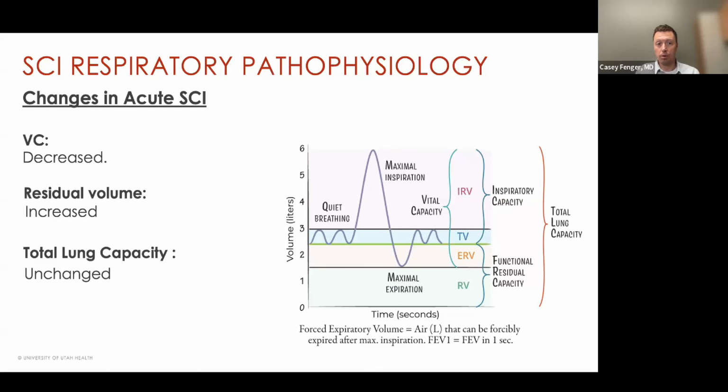In acute spinal cord injury, we see a little bit of this kind of restrictive lung pattern. So our vital capacity, which is the summation of our inspiratory reserve volume, tidal volume, expiratory reserve volume, that decreases. And since that decreases, our residual volume, or the lung volume available for gas exchange, increases, and then in turn, our total lung capacity remains unchanged. So all in all, we have less areas of the lungs and the airway participating in gas exchange.